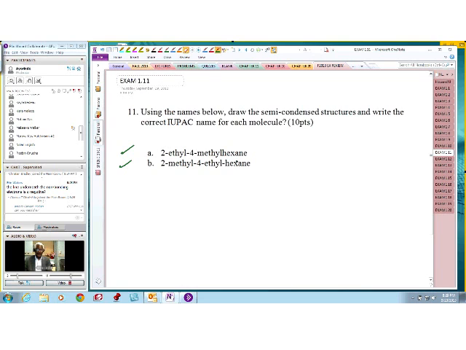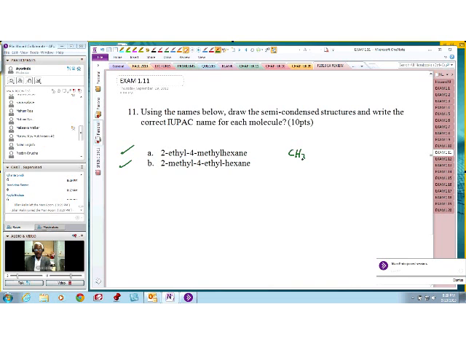So let us start with A. According to the name that we have here, what is the parent name for this molecule? How many carbons in the parent name? Just give me the number of carbons. 6, exactly. It is hexane, so it is 6 carbons. So let us go ahead and do that. The parent name contains 6 carbons. It's a semi-condensed structure, okay?